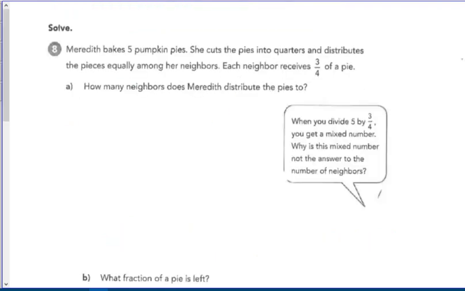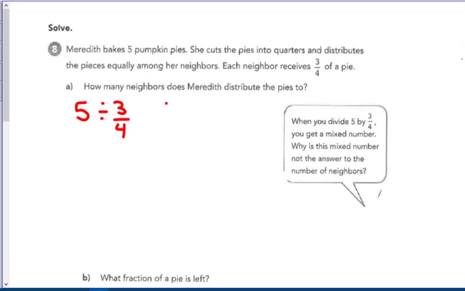Page 37. Meredith bakes 5 pumpkin pies. She cuts the pies into quarters and distributes the pieces equally among her neighbors. Each neighbor receives 3/4 of a pie. Well, we could draw 5 pies and divide that up into 3/4 pieces, but I'm not going to bar model this one. I just know that I have 5 whole pies. Each person gets 3/4. So how many neighbors is she going to be able to give that to? How many neighbors does Meredith distribute the pies to?